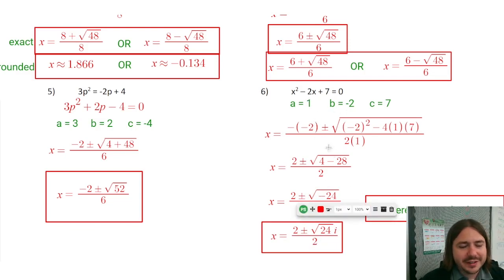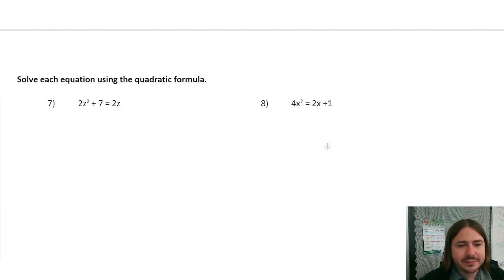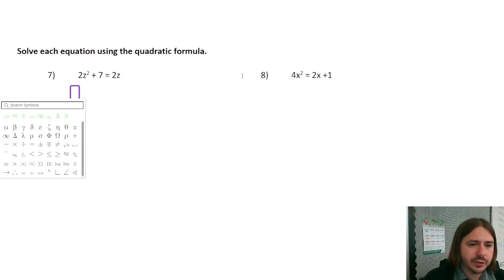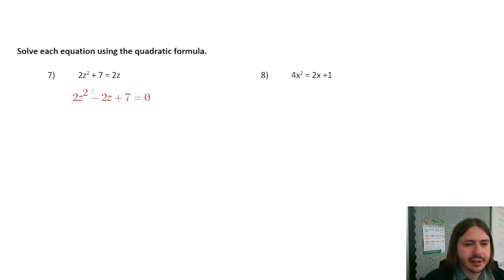All right, so that's number 6. Let's take a look at number 7. Here in number 7, we've got an equation that's not in standard form, so we need to subtract the 2z from both sides so that we can set this thing equal to 0 and move on with the quadratic formula.